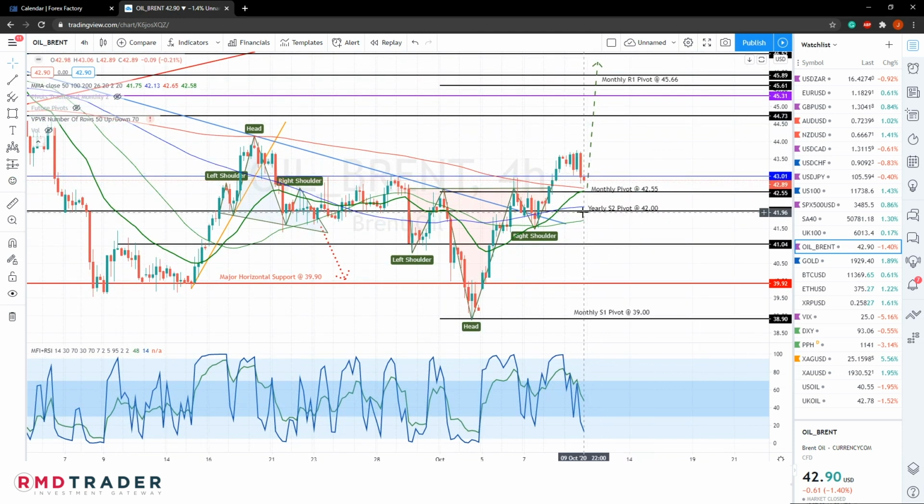However, for the potential scenario of a bearish move from here, should this area be rejected, that's the area of our monthly pivot at 42.55, and should we see price break below the 4-hour 100 SMA and this $42 area at the yearly S2, it's possible that we will see price move lower, and then you could see support at 39.90 being retested once again.